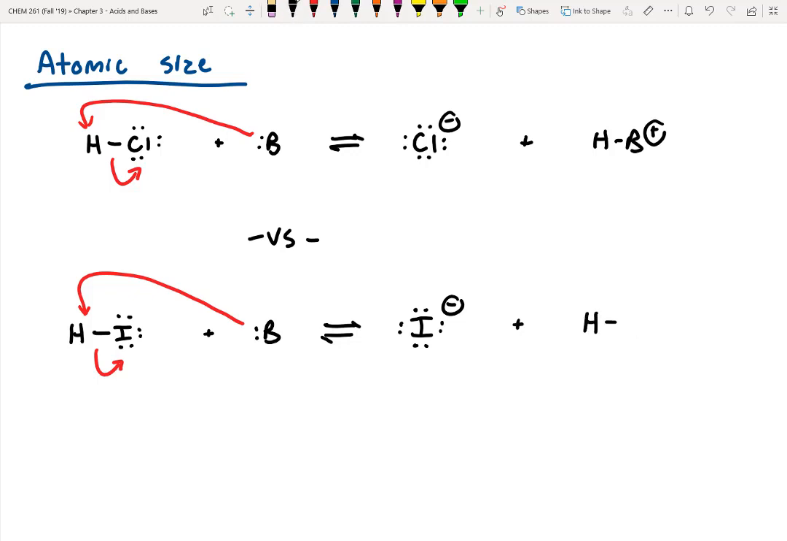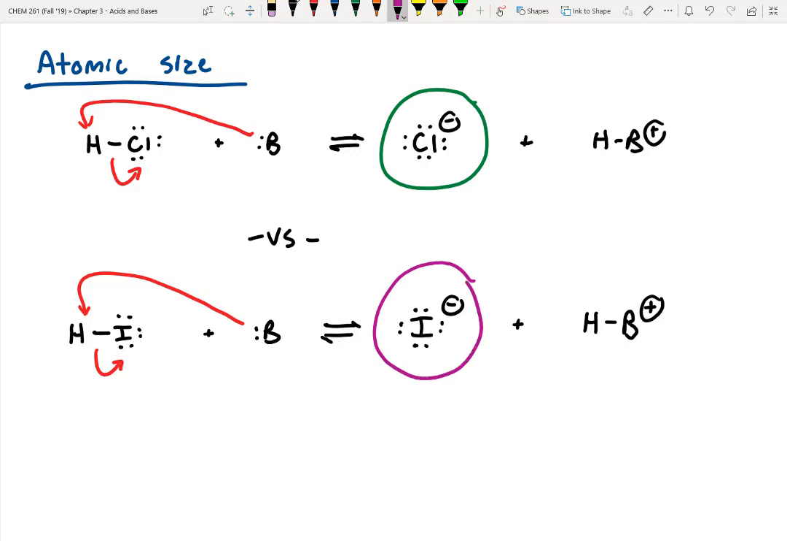Oops, this should be HI. And again, we can look at this and say, all right, what's more stable, chloride or iodide as an anion? It's tricky, right? If we think about electronegativity, which one should be more stable? Chloride, right? We would think that iodide, being less electronegative, should be a lot less stable. The reverse is actually true.